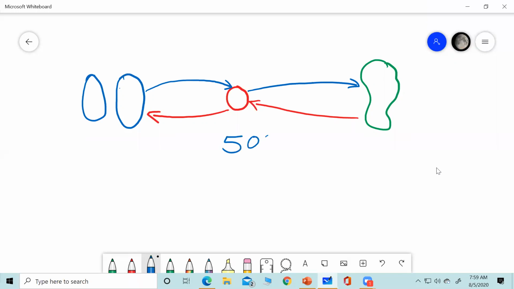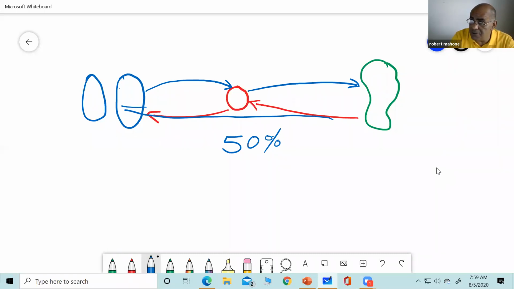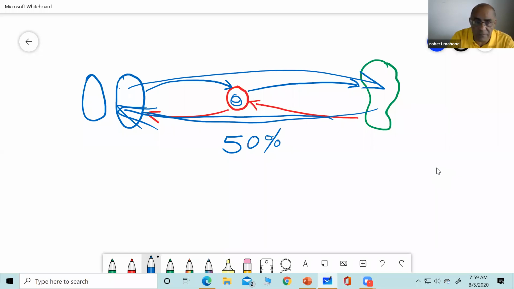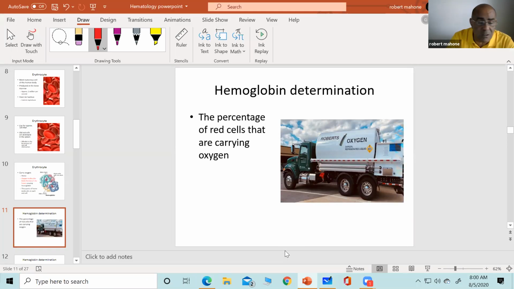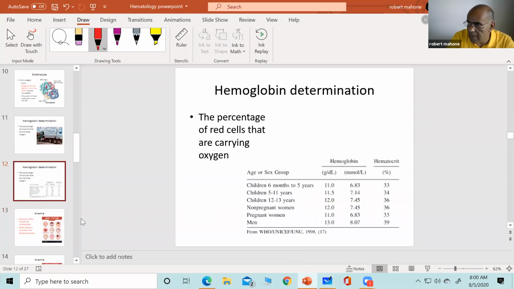About 50%. About half your trucks should be carrying oxygen because the other half is returning to the warehouse to pick up more. Drop it off, pick it up. The heart keeps everything moving. Drop it off, pick it up. So you should have a hemoglobin determination of about half: half of your red cells should be carrying oxygen for you. The other half will be returning to the warehouse to pick up more. That's the percentage of red cells that are carrying oxygen for you. Okay.